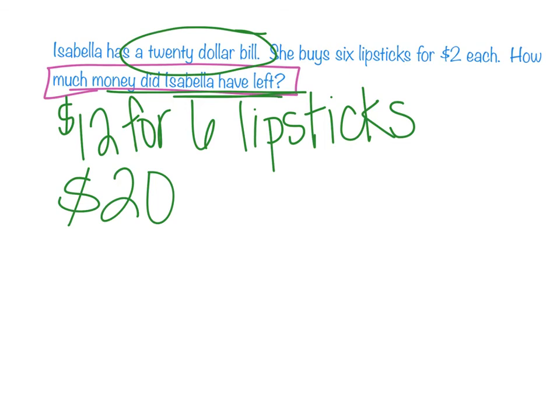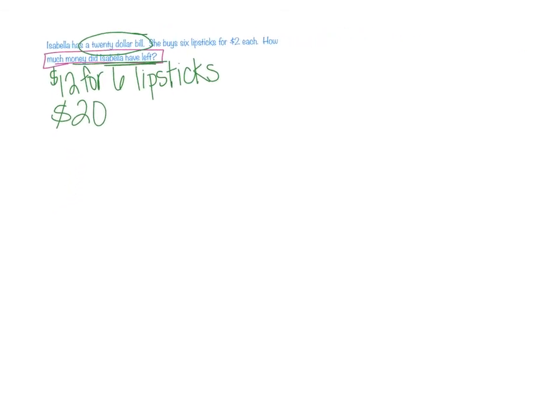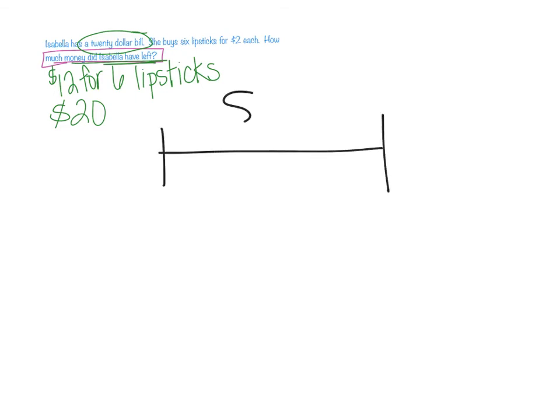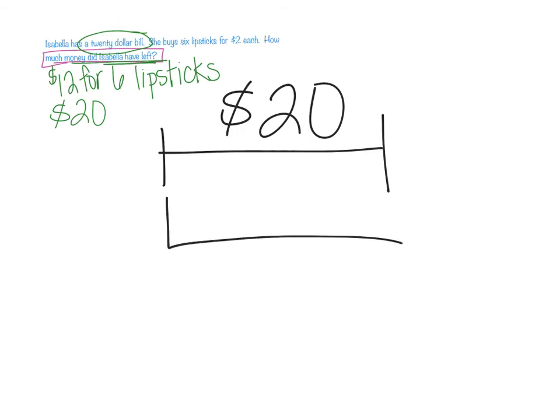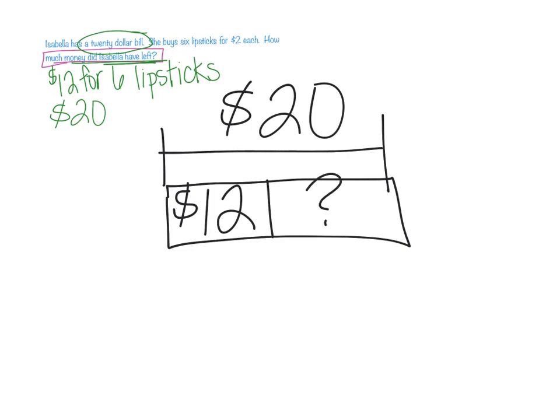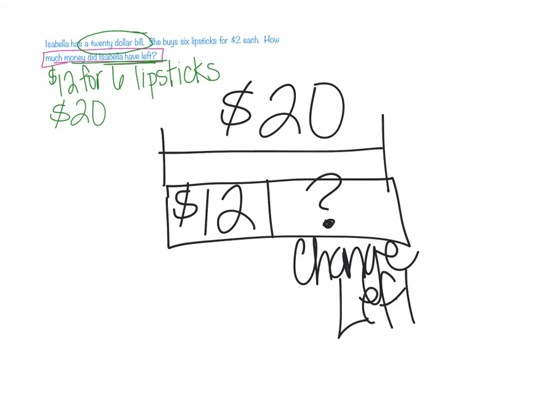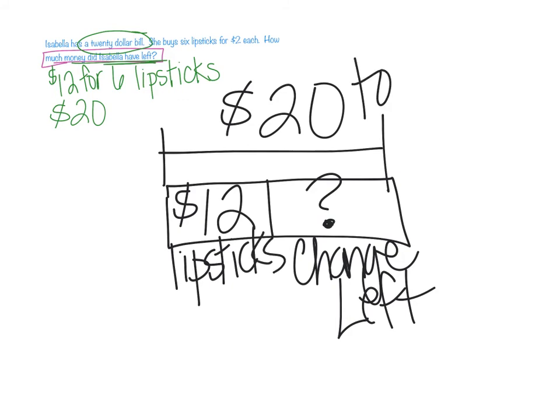So let's set this up. For my organize and launch step, I'm going to go ahead and create my word problem structure that shows the separate, because that's what I'm doing. I'm separating the $12 from the $20 to find how much change is left. So I know that I had a total of $20. I know that the lipsticks cost $12, and the unknown is how much change is left. So I'm going to label everything. That's my total amount of money.